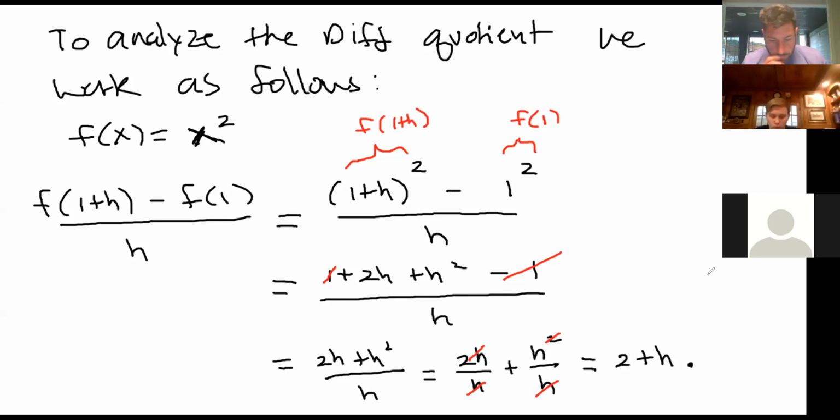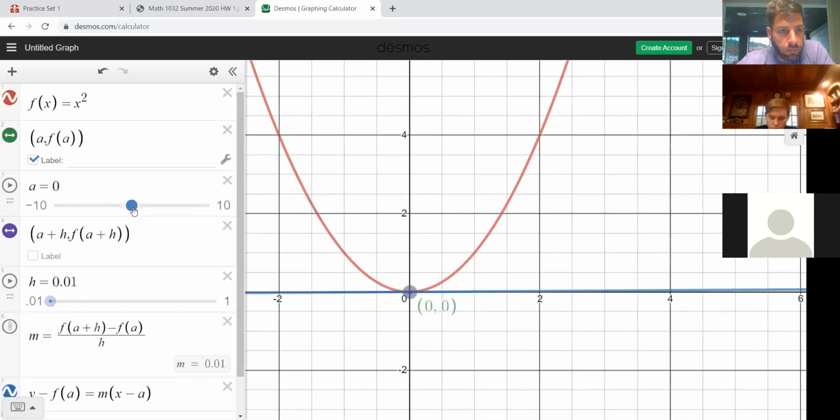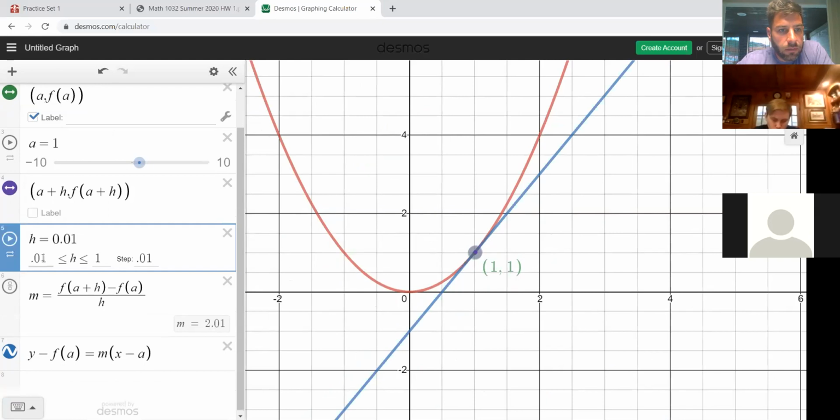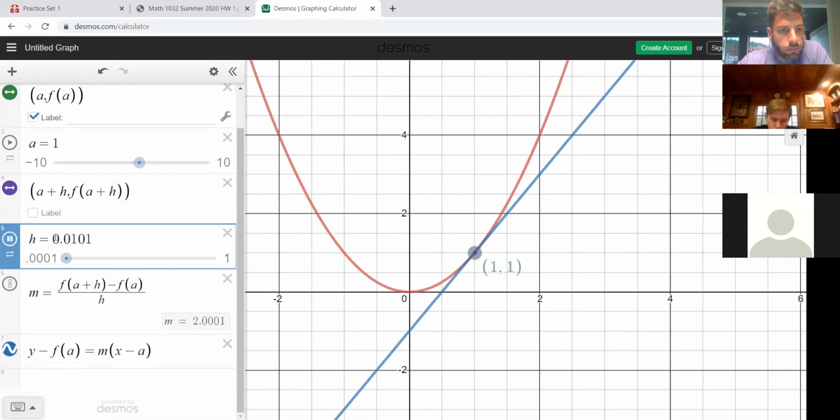Now, if I can just point one thing out, notice this expression has a 2 in it, 2 plus h. If I were to go back to Desmos and look at a particular thing here, if you look at the screen, don't look at the picture right now. Well, you can look at the picture. If I come over here, see where it says m equals 2.01? This m is the slope of this blue line right here. So if I decide to make h small, what you'll notice is the smaller I make h, the closer this number m gets to 2.